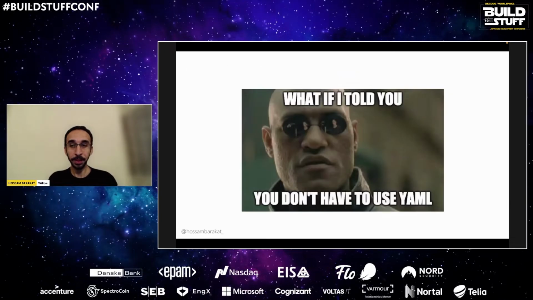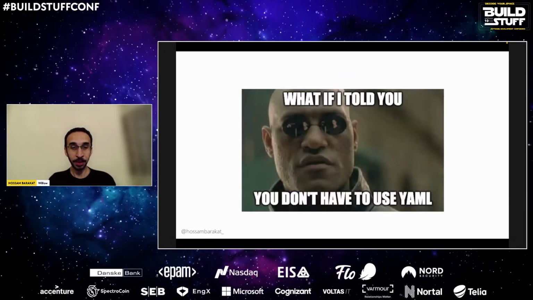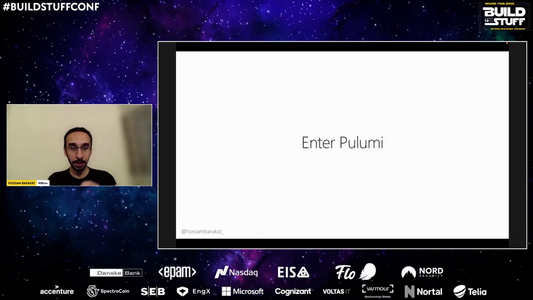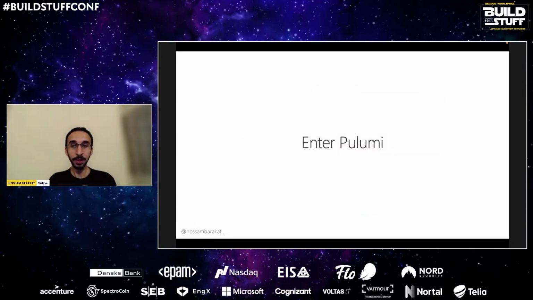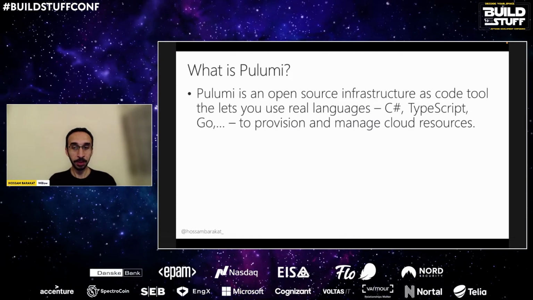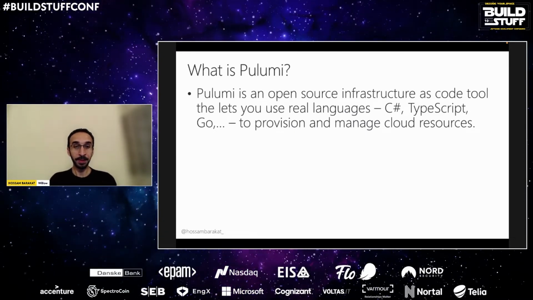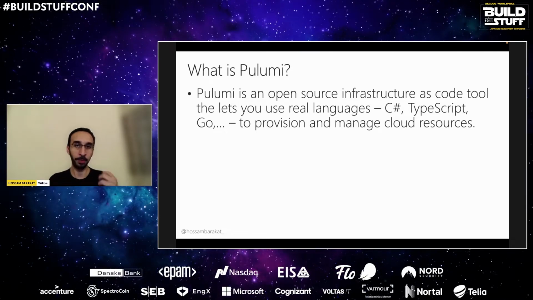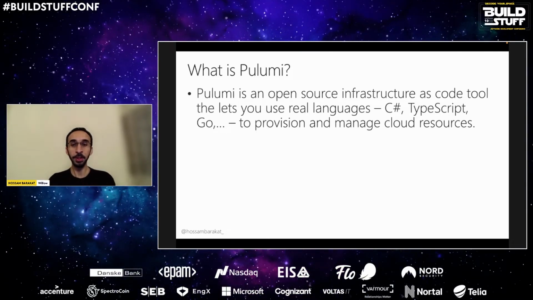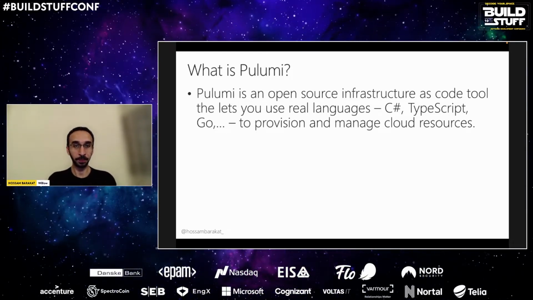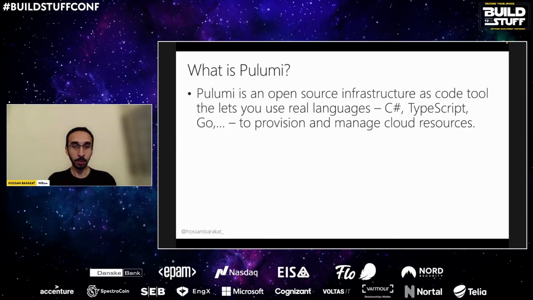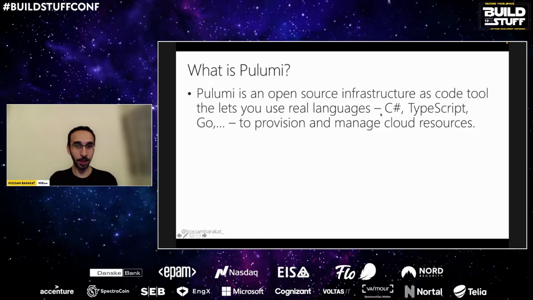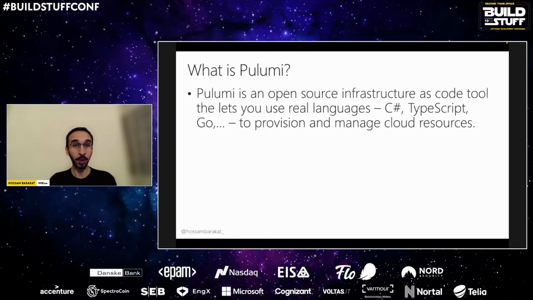The good thing is there is a different approach that we can use to provision our infrastructure resources. There is a tool called Pulumi, and Pulumi is an open source infrastructure as code tool that enables us to leverage real programming languages such as C#, TypeScript, or Go to provision and manage cloud resources. And this is what I'm going to show you today. I will be focusing on using C# with the Azure platform to show you how we can use Pulumi.